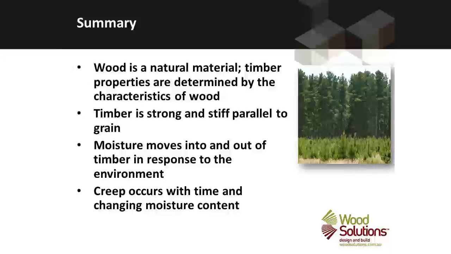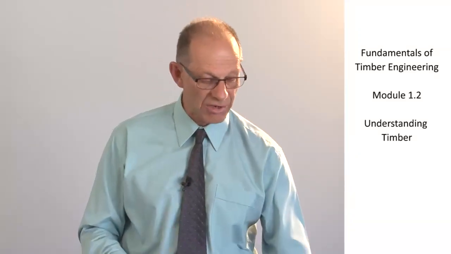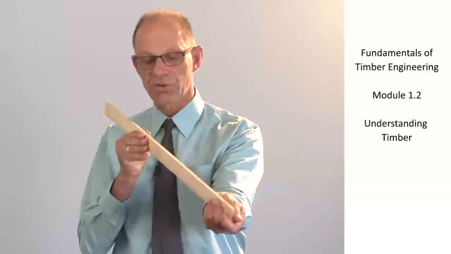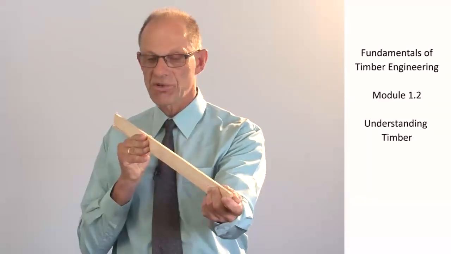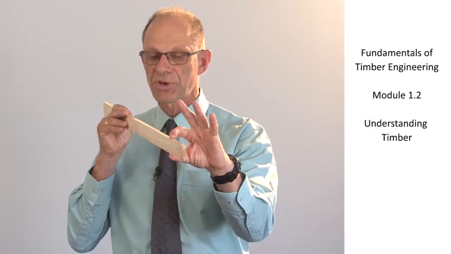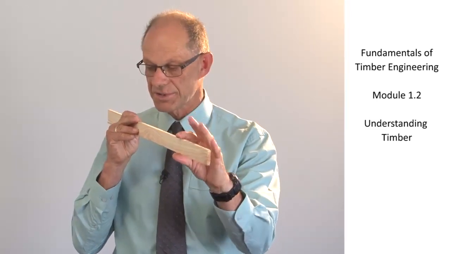So in summary, wood is a natural material, and wood is the basis of timber products. Timber properties are determined by the way the wood cells behave under load. Timber is strong and stiff parallel to the grain. So if we take a piece of timber and load it parallel to the grain, that gives us a great deal of strength and a great deal of stiffness. On the other hand, loading it perpendicular to the grain has lower strength and lower stiffness.